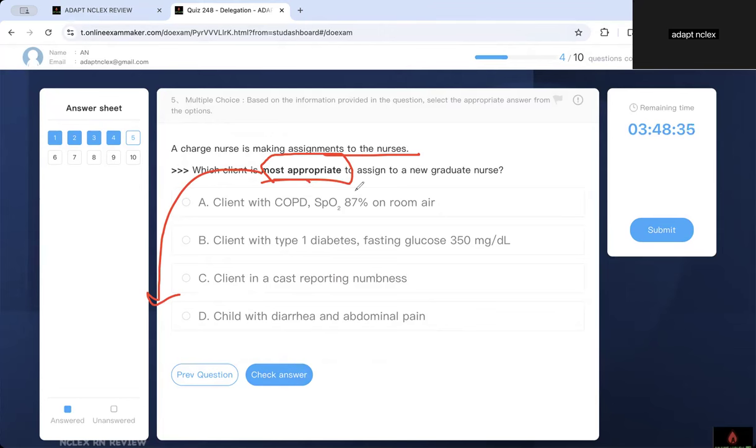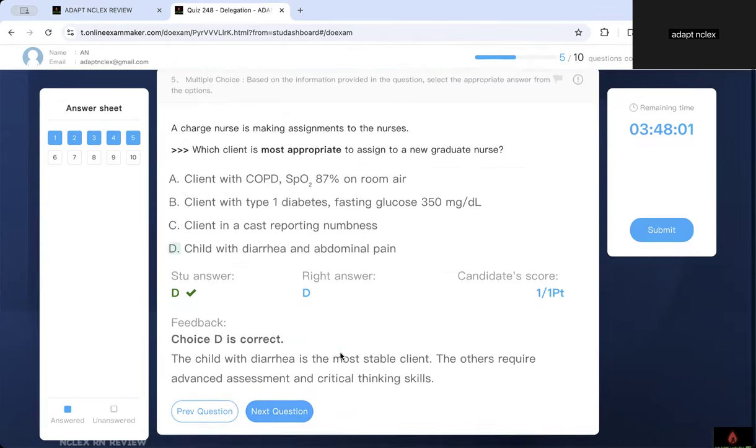Does it answer the question? This patient, even though they can live in the 60s, 70s, 86, 87, we may think something is going on, so they need some advanced workup to find out why his sat is 87. Type 1 diabetes, glucose is too high. Is he having DKA? I don't know. Cast reporting pain 9 minutes, that's compartment syndrome, a complicated patient. Diarrhea and abdominal pain, well, gastritis, I think we can handle her. Therefore, he or she can handle her. We give this patient to the new graduate, right?